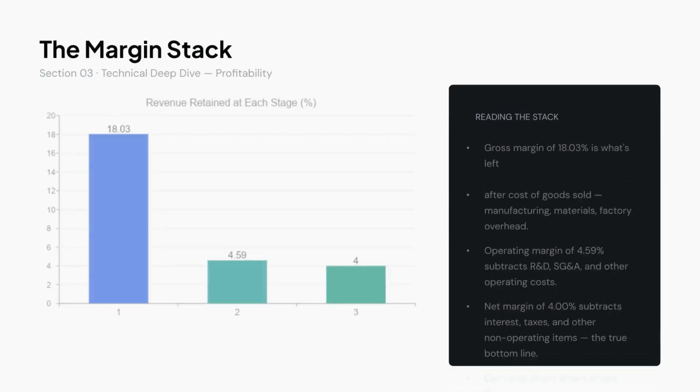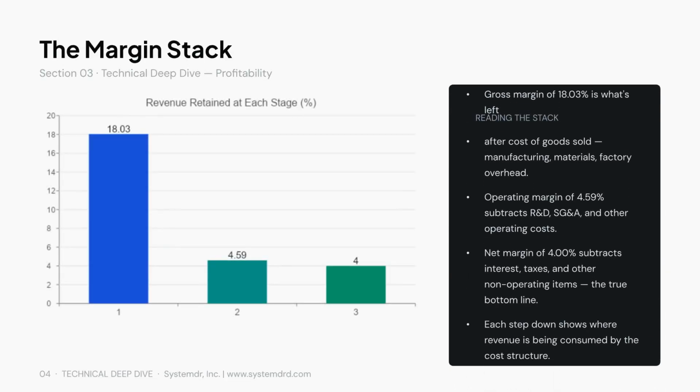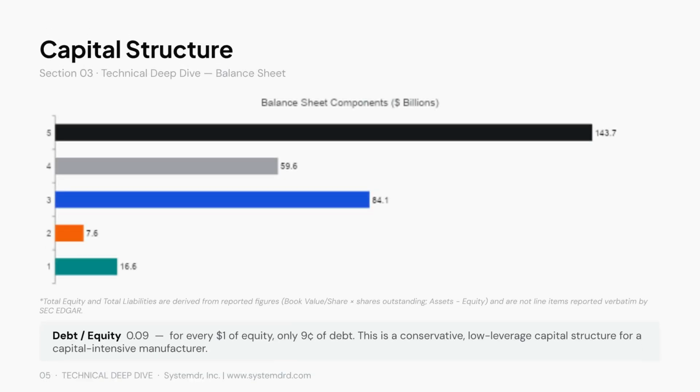Looking at the margin stack, we see that gross margin is 18.03%. After subtracting operating expenses, the operating margin is 4.59%, and net margin is 4.00%. Each step down the stack shows exactly where revenue is consumed by the company's cost structure, providing insight into the business's operational efficiency.